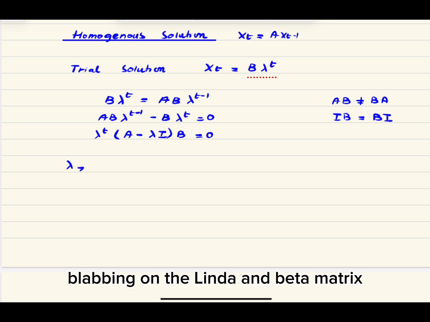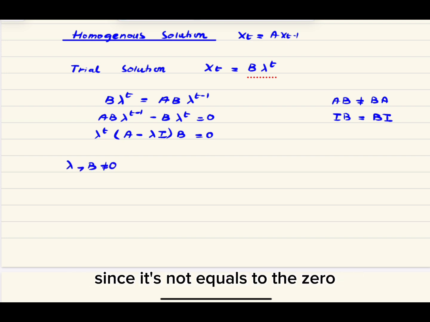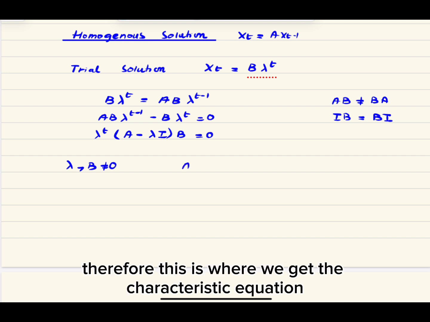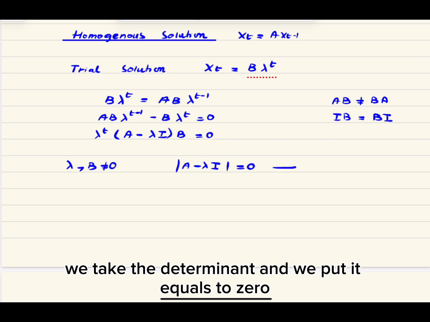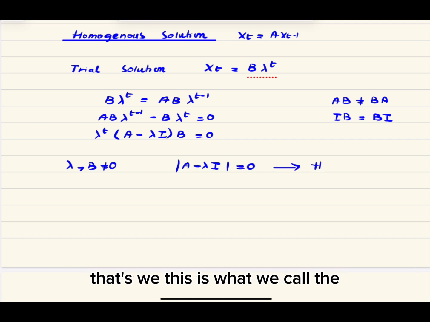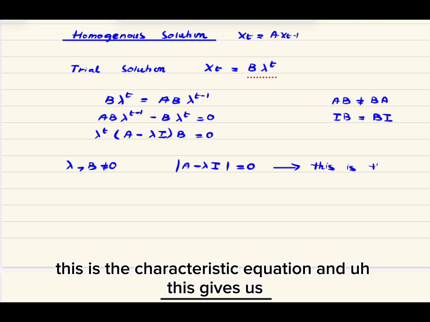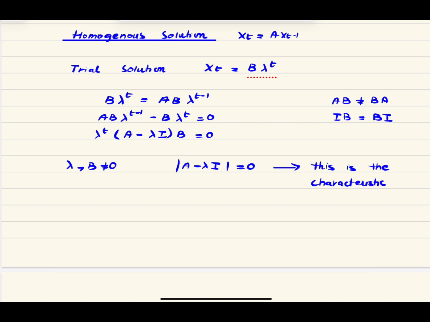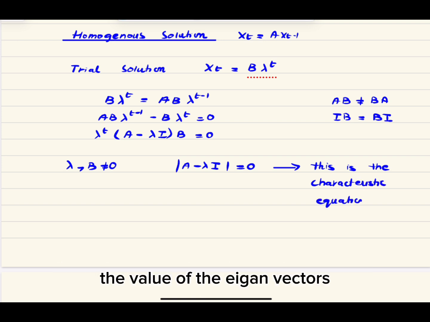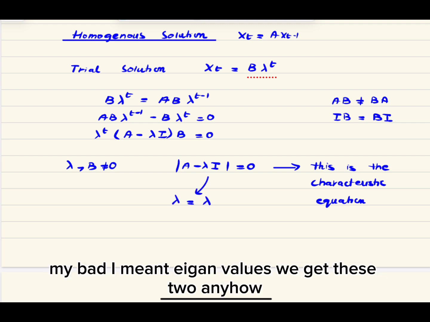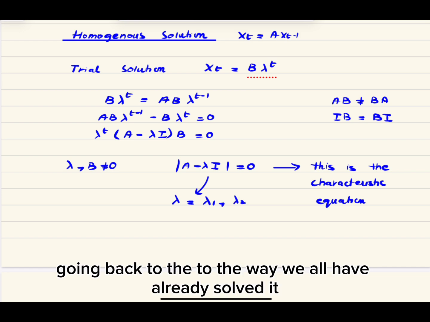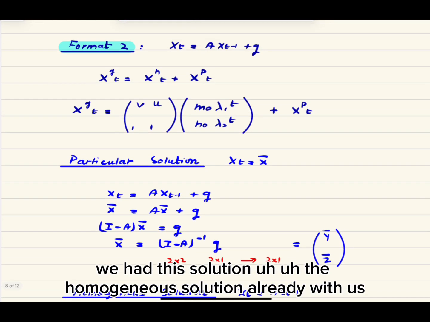Anyhow, since the lambda and b matrix is not equal to zero, this is where we get the characteristic equation. We take the determinant and put it equal to 0. This is what we call the characteristic equation, and this gives us the value of the eigenvectors. So basically when we solve this, we get, sorry, my bad, I meant eigenvalues. We get these two.